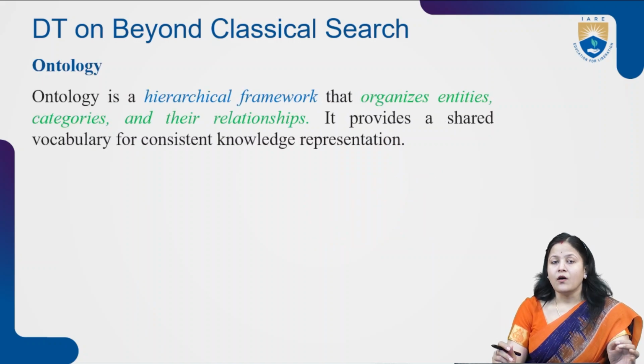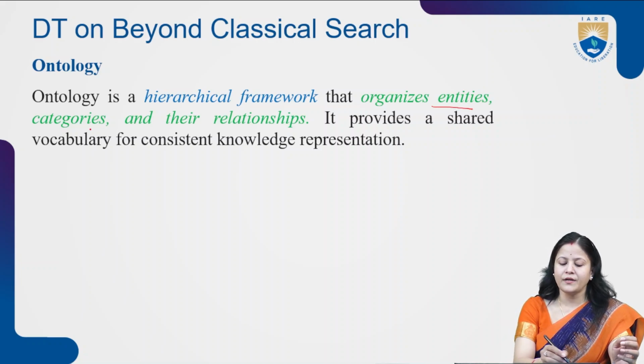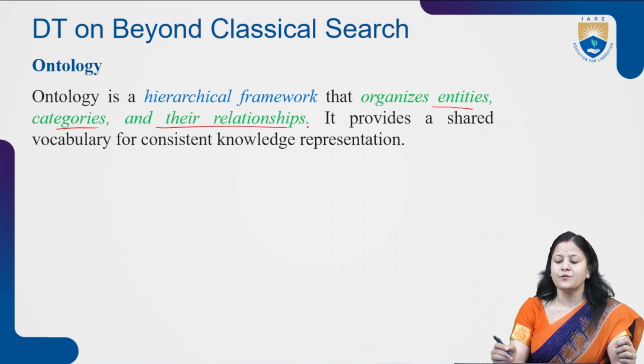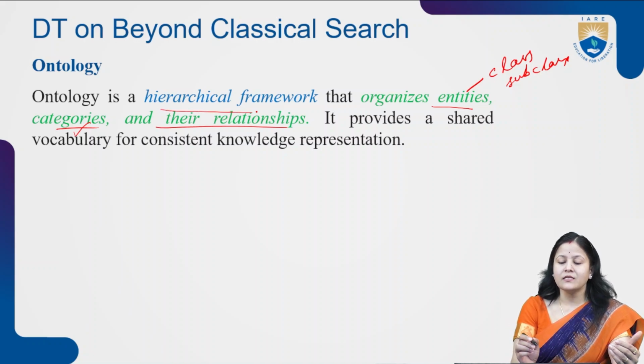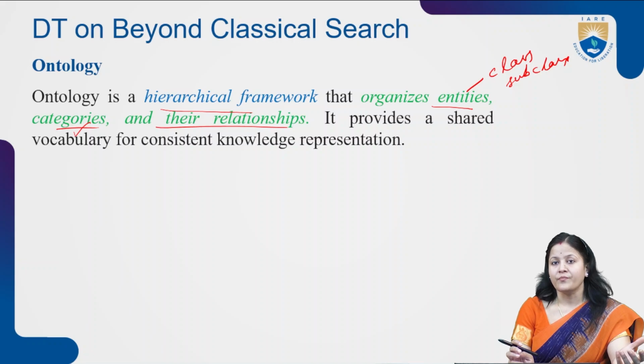Then what is ontology? Ontology is a hierarchical framework that organizes entities, categories and their relationships. It provides a shared vocabulary for consistent knowledge representation. Why is it called a hierarchical framework? Because it represents the entities, categories and their relationships. Entities may be a class or a subclass, and their attributes. There are different types of classes, meaning categories, and the relation between the class and subclass. Everything we can represent in a structured form. That is why it represents a hierarchical framework. So it provides a shared vocabulary for consistent knowledge representation.